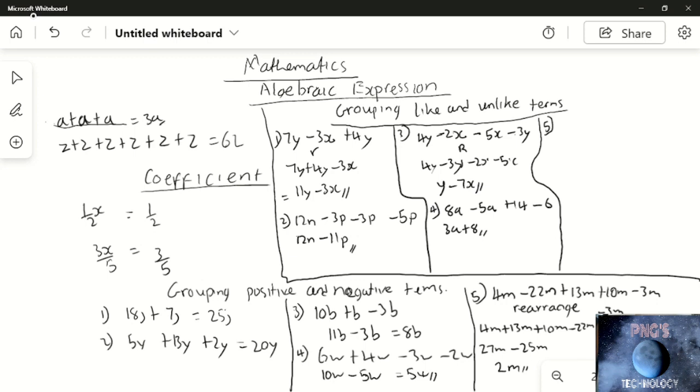So let's assume we're given 6p minus 2q plus 4r minus 2p plus 3r plus 5q. In this case you just want to rearrange. Let me take my 6p as my starting point. So where are the p's? We have just one extra p, which is minus 2p.